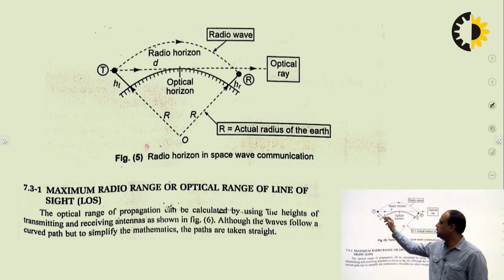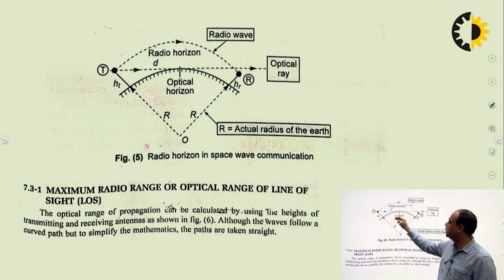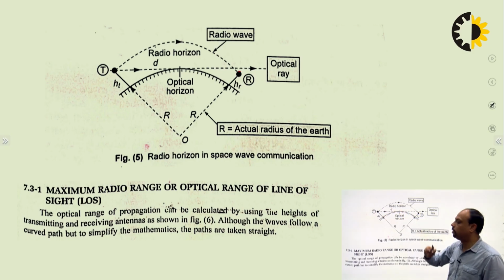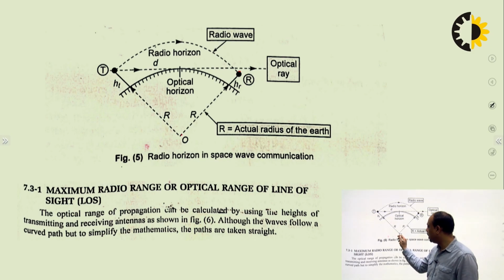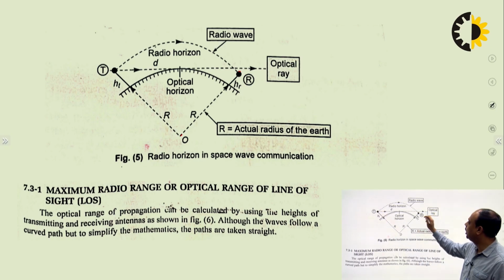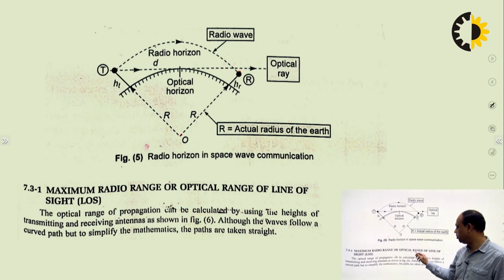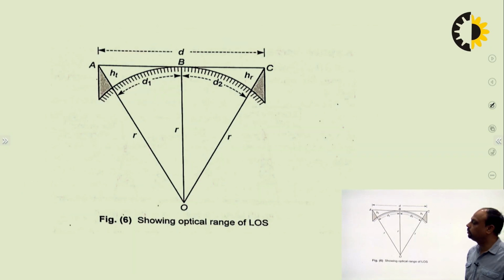As we can see, this is the optical horizon and this is the radio horizon. This is the center of the earth and this is the radius of the earth. This is the height of the transmitting antenna and the height of the receiving antenna. The maximum radio range for line of sight communication, we can derive with the help of this figure.